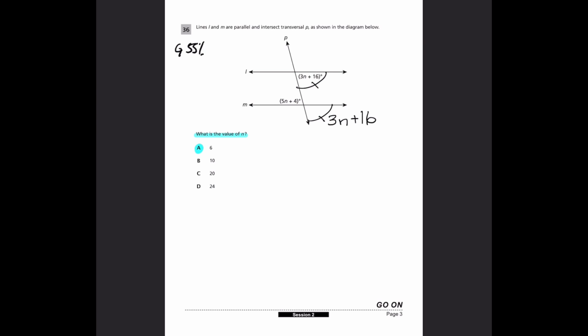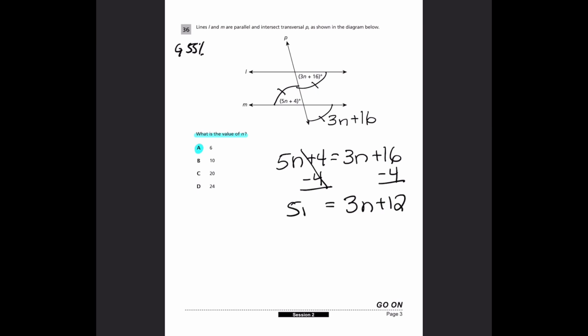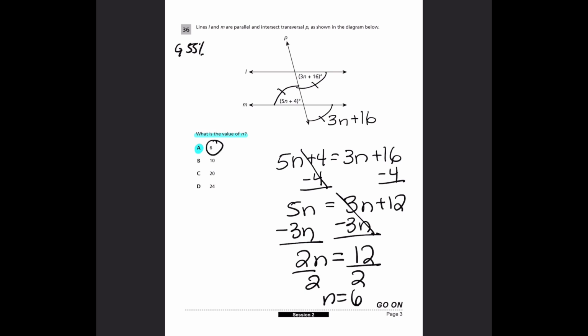And now what do you notice about these two lines? These two angles are vertical angles, meaning they're congruent. So 5n plus 4 is equal to 3n plus 16. And now we're just going to solve for n. So let's make a zero pair here. 3n plus 12 is equal to 5n. Let's move this n over here, another zero pair. So 2n is equal to 12. Isolate. n is equal to 6.